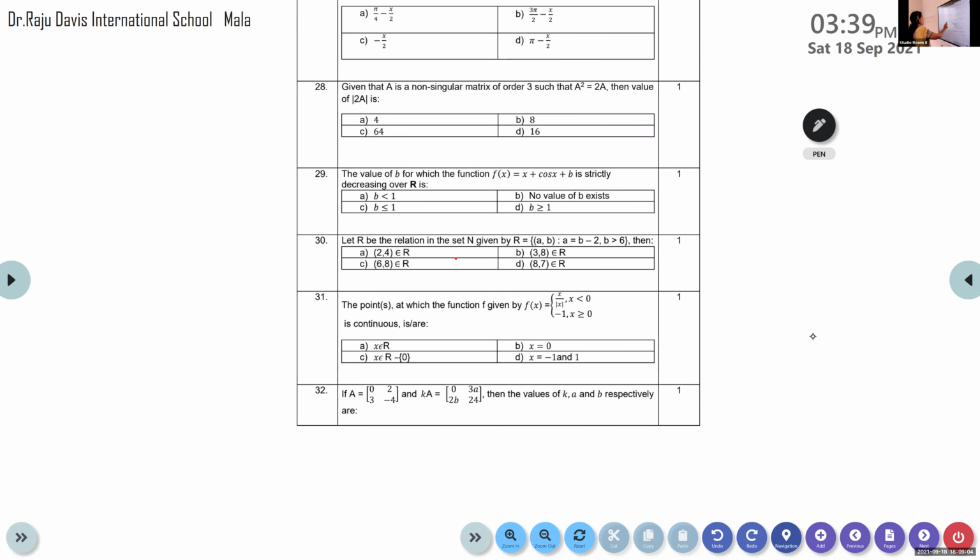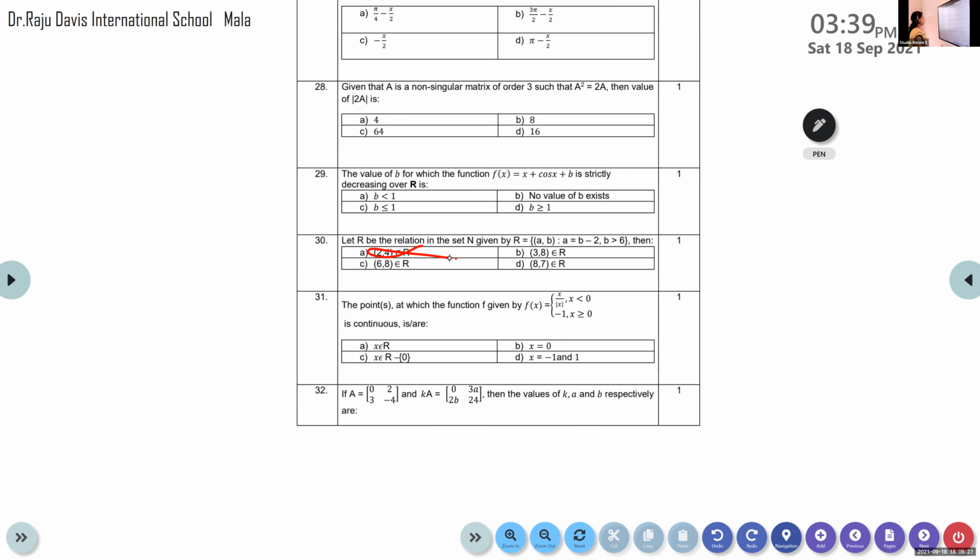The first element must be the second element minus 2, and the second element is greater than 6. Is that not so? The second element should be greater than 6. So the first one anyhow is not possible. Then the second element should be greater than 6, so all the three cases are possible. And what is given here? First element is second element minus 2. So what will be the answer?